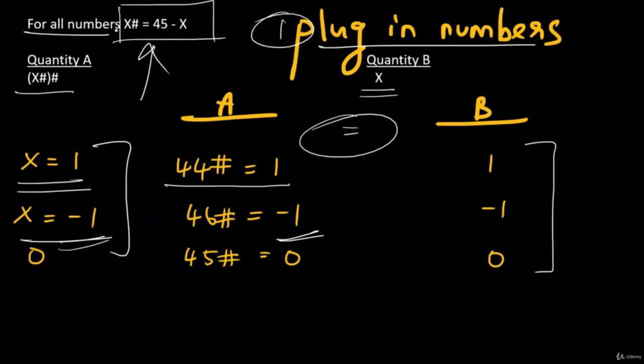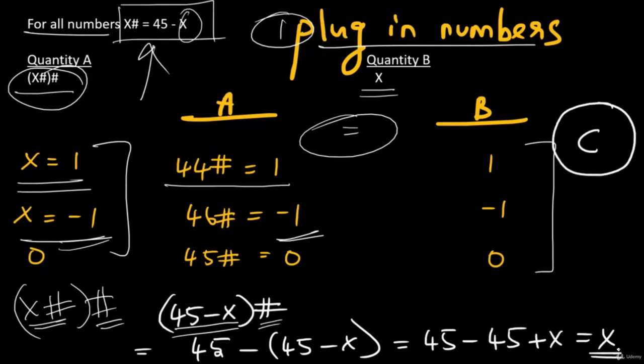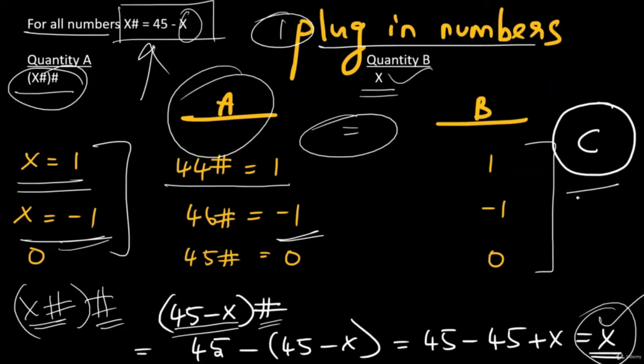Now, what is x hash of hash? For x hash, I'm substituting 45 minus x. So if I take x hash and again I take hash, this would be equal to 45 minus x hash, by substituting 45 minus x for x hash. And again, I have a hash outside. Now, again, I'm taking hash. So wherever I have x, I have to substitute 45 minus x. So this becomes 45 minus x, which is equal to 45 minus 45 plus x, which is equal to x. So we have algebraically proven that quantity A is x and quantity B is also x, and hence the correct answer to this question is option C.